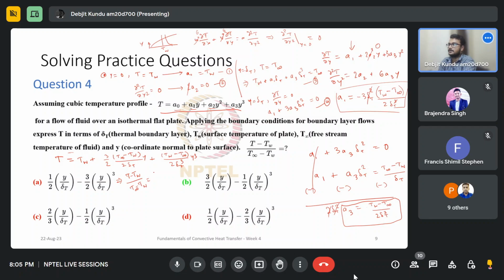This would then become, wait a second, A1. Okay, so it will be 3 by 2 y by delta t, and this would be minus half of y by delta t cubed. So this is the final form that I get, which is equal to option B. Makes sense, right? Sorry, I made a mistake here. This would be just 3.